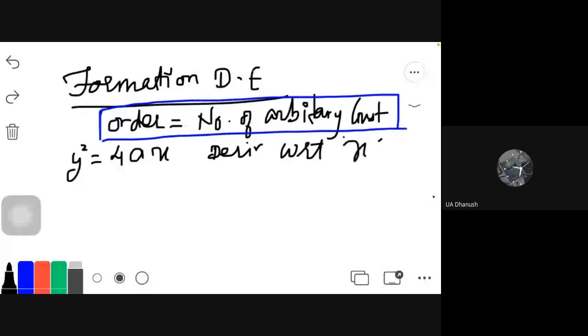So derivative of y square will be 2y dy by dx is equal to 4a. Derivative of 4ax will be 4a. I have to eliminate the arbitrary constant. Remember that. You will always need to eliminate the arbitrary constant. So from here I'll get the value of a.